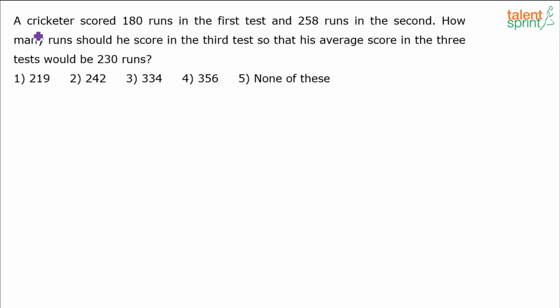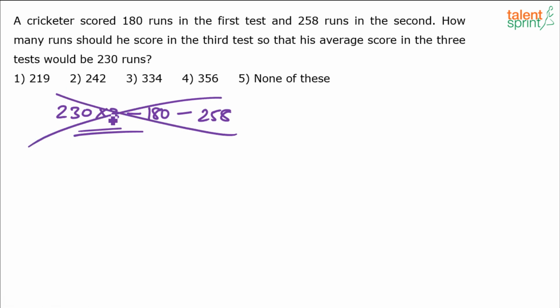It says a cricketer scored 180 runs in the first test, 258 runs in the second. How many runs should he score in the third test so that his average score in the 3 tests would be 230 runs? Now usually what people do, 230 into 3, average is 230 for 3 innings, so total will be 230 into 3 minus 180 minus 258. That will give you the answer, and it's actually a simple method. But can we do it in a better way? Or can we do it differently?